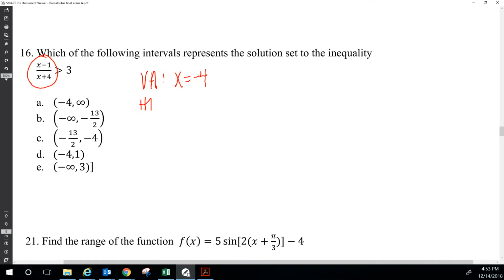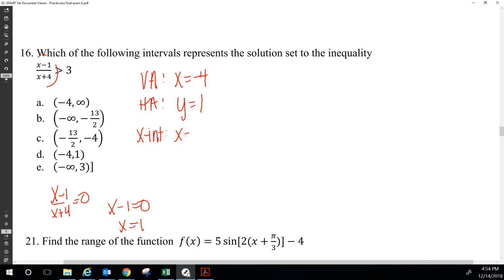For my horizontal asymptote, the degree of the numerator is equal to the degree of the denominator. So y is going to be equal to the leading coefficient of the numerator divided by the leading coefficient of the denominator. So 1 divided by 1 would be 1. To find the x-intercept, I'm going to set this guy equal to 0, which means this numerator has to be 0. When I solve that, I get x is equal to 1. When x is 1, we said y was 0.